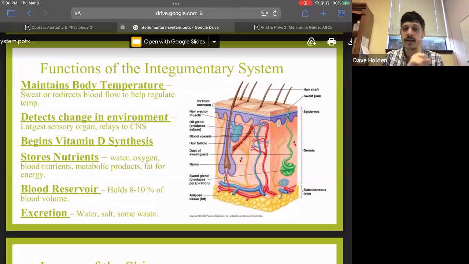Now, here is where I like to take a quick pause and just talk for a moment about why vitamin D is so important. Can anyone tell me what the role of vitamin D is in the body? One of its primary roles.